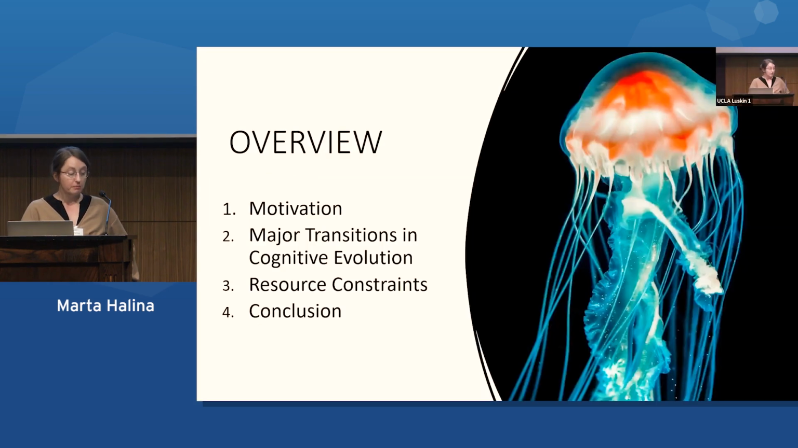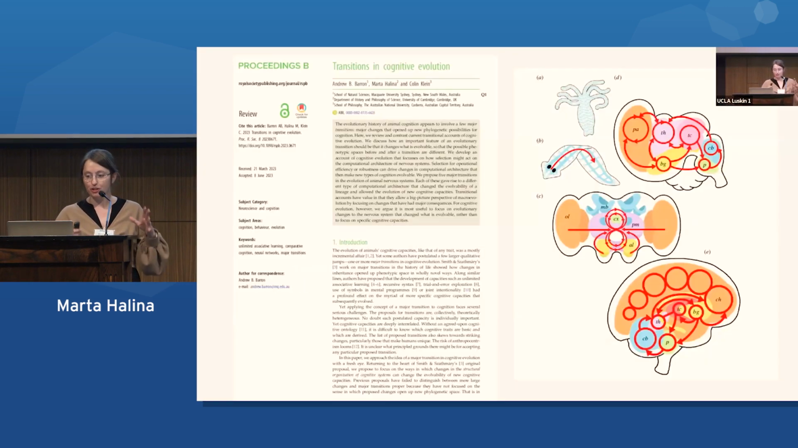So what I'm going to talk about today is our specific proposal regarding how we should think about major transitions in cognition and the role of resource constraints in this account. In this talk, we don't have that much time. This talk is based on a forthcoming paper in Proceedings B. So if you'd like to see more details regarding this particular account, please feel free to check out the paper.